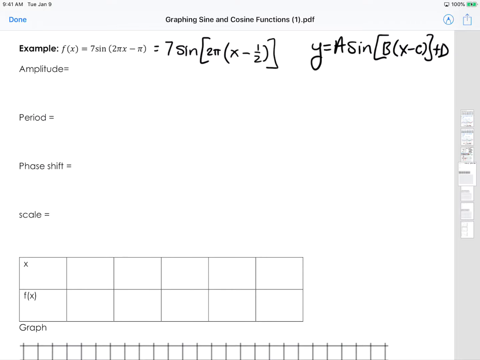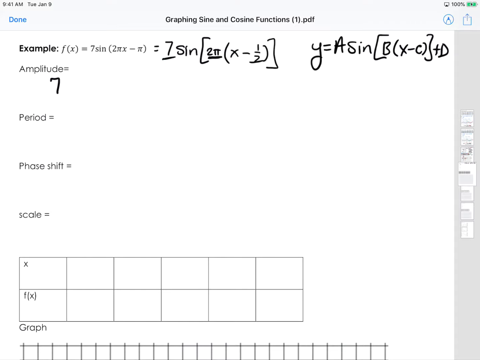And I know that because of this and this. That's a horizontal stretch. This tells me I'm going to have a horizontal stretch or shrink. And this tells me I'm not going to come out to 1 anymore. I'm going to come out 7 from either direction of the midline. So my amplitude is 7. Instead of coming out 1 in either direction, I'm going to come out to 7.